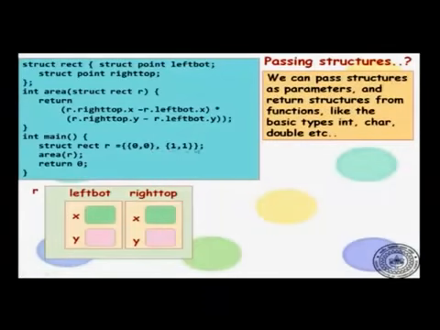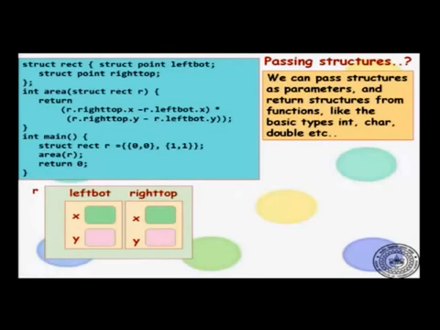So, you have a rectangle R which is initialized to 0 0 1 1. So, left bottom will be 0 0 and right top will be 1 1, and I want to compute its area. Now, the area function is defined as follows. It is a function that returns an integer. It takes as parameter a struct rectangle, and it does the following. It does r dot right top dot x minus left bottom dot x star right top dot y minus left bottom dot y. So, it does that particular computation and it returns it.